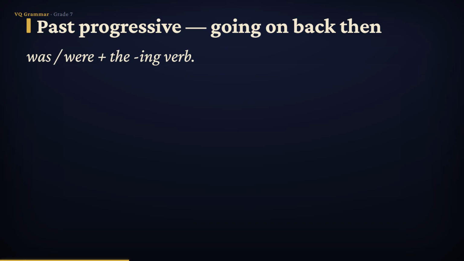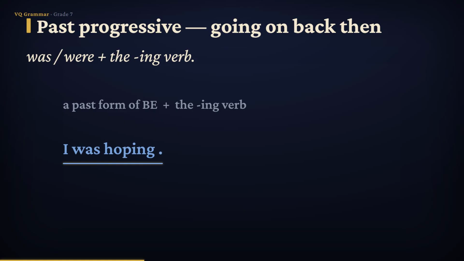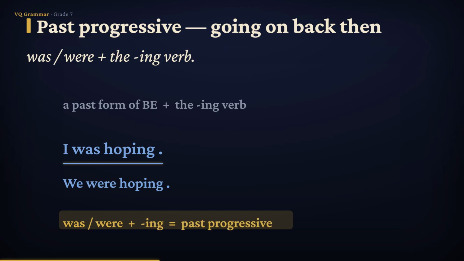Now the past progressive form. It names an action that was continuing for a while in the past. The recipe swaps in a past form of be, was or were, and keeps the same ing verb. Listen, I was hoping for snow. We were hoping together. Notice the only thing that changed from present to past is the be verb. Hoping stays exactly the same. Was or were plus the ing verb gives you the past progressive.